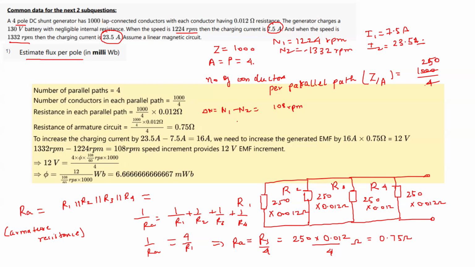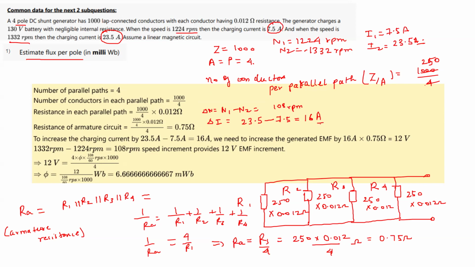And due to this change in speed, what is the change in the current? So the change in current is 23.5 minus 7.5. So this will be 16 ampere.